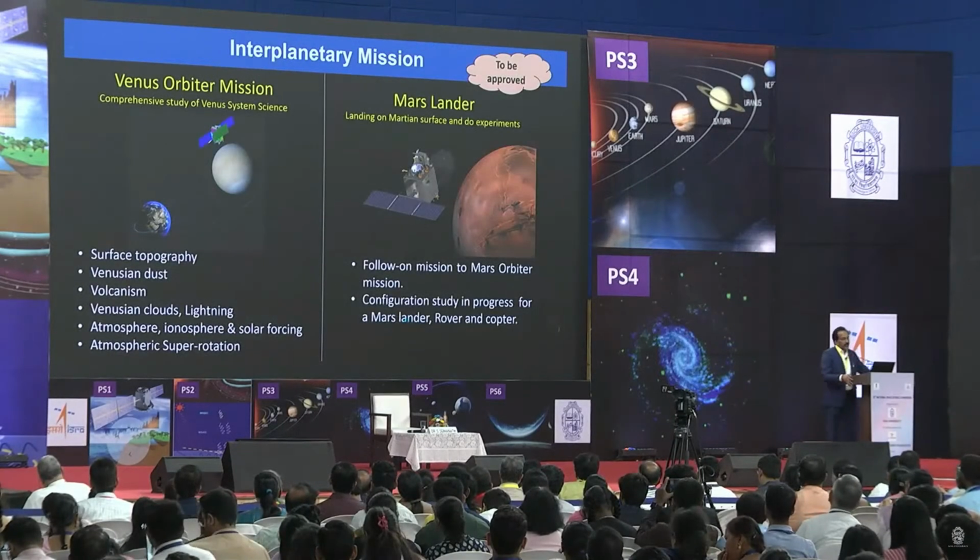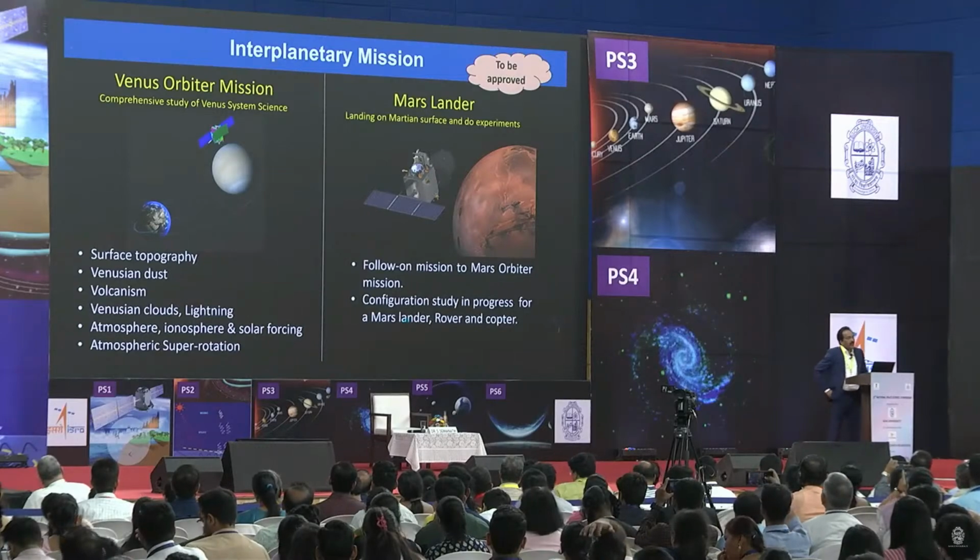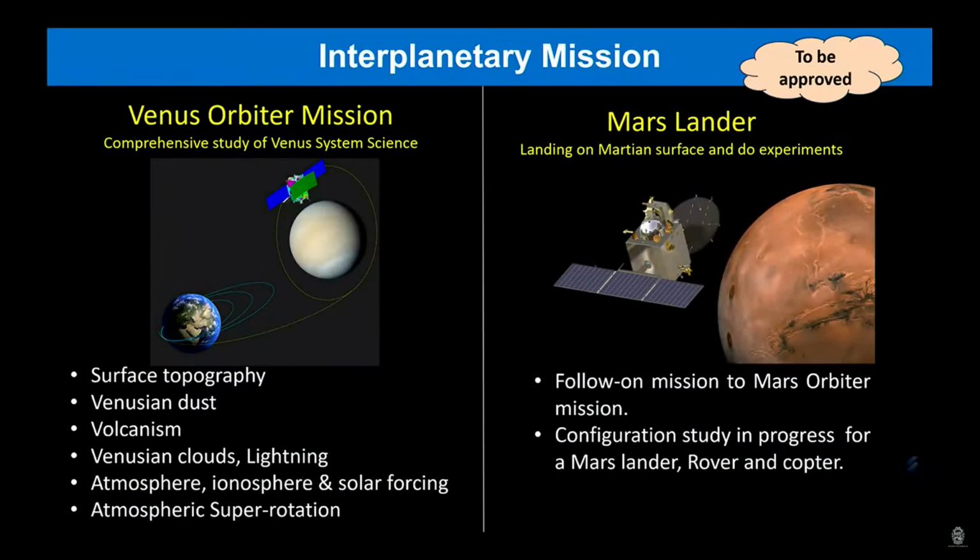Other missions that we are currently discussing are Venus. I think this has been going on for some time. Various architectures of the Venus mission have been worked out. I think all of you know the interest in Venus. I don't have to explain to you why Venus is so important and interesting for us to do the mission. Looking at its atmosphere, its surface topography, the dust, the volcanism, the huge clouds and lightning that is happening, the acid atmosphere, I think all of these are worth exploring.